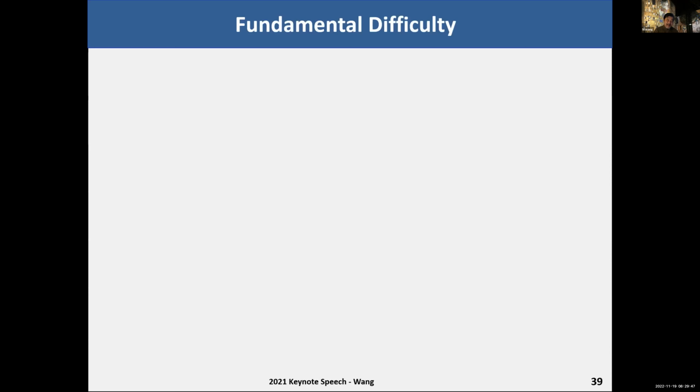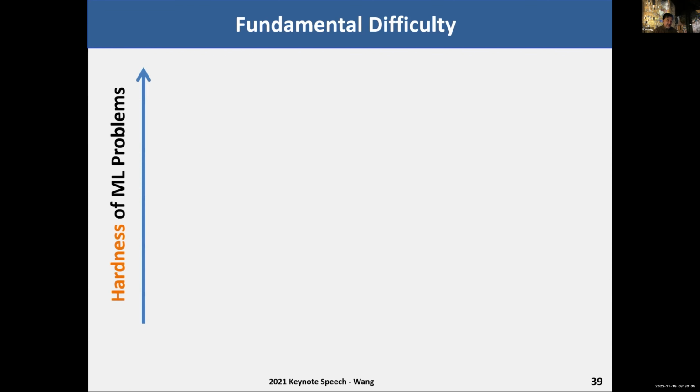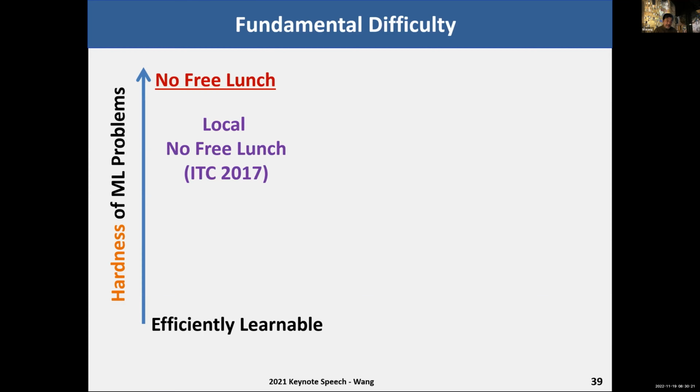So if that is the situation, then in our work in 2017, if the DSML we deal with is some sort of unpredictability, that brings us to the concept so-called no-free lunch. So basically, if we consider the hardness of the machine learning problems, on one end, we have the so-called efficiently learnable. On the other end of the spectrum, we know the ceiling is called no-free lunch. And so we observe that the problem we're dealing with stays close to no-free lunch, and we call it local no-free lunch. And if you're interested, you can see that paper.